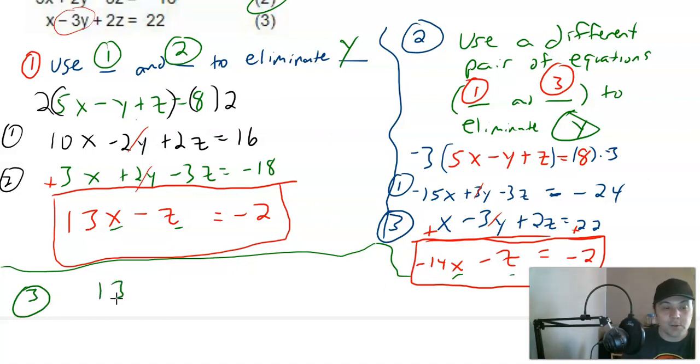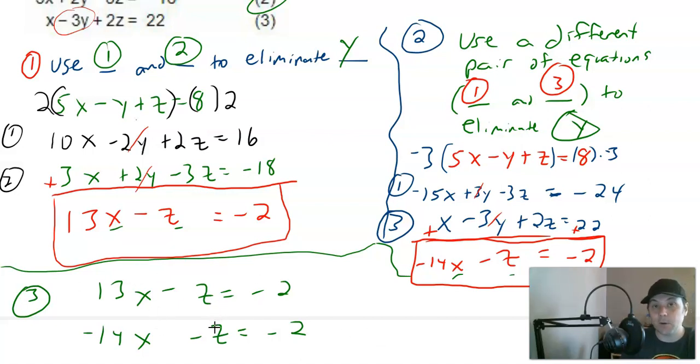So I have 13x minus z equals negative 2 from step 1. I have negative 14x minus z equals negative 2 from step 2. So solve this as a system of equations of two variables, like we learned to do in section 5.1. So I will use the elimination method here. I'm going to choose to eliminate the z variable.